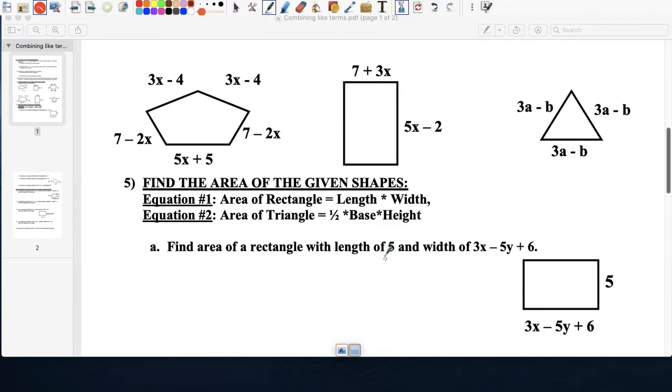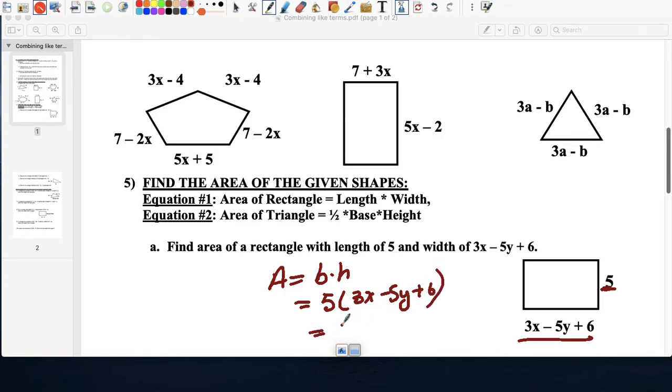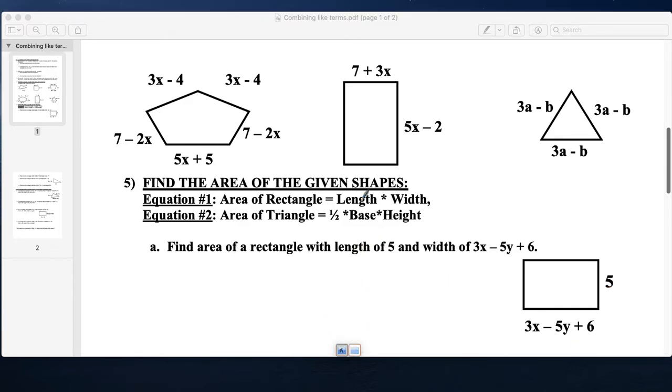Find the area of the rectangle. So this rectangle has a width and base of that. So we know that area of a rectangle is base times height. We're just going to multiply this side times this side. So I'll put it like this. And that's going to give me 15x minus 25y plus 30. And that expression represents the area of the rectangle.